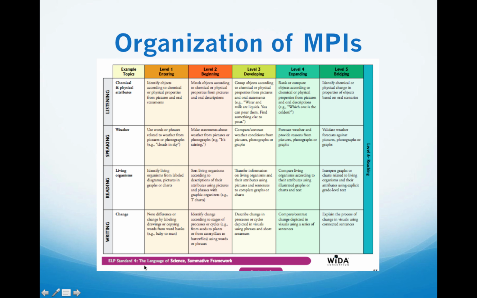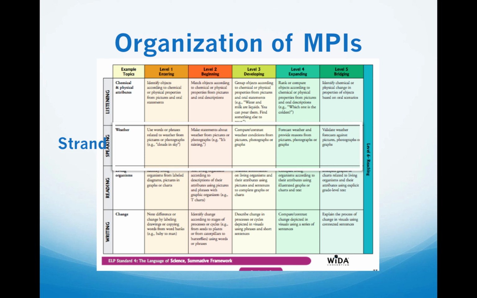Here is a whole group of MPIs. This strand is about chemical and physical attributes. This one's about weather. This one's about living organisms, and this one is about change. You are required to write language objectives for every subject that you teach if you have an English learner.